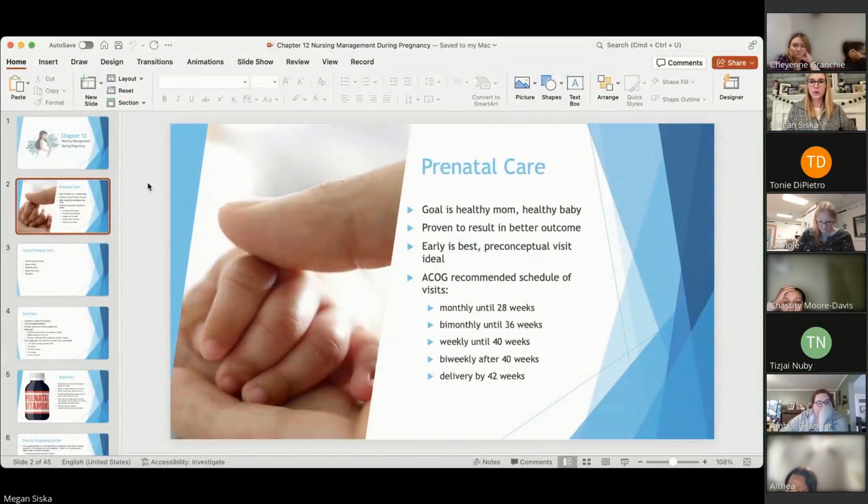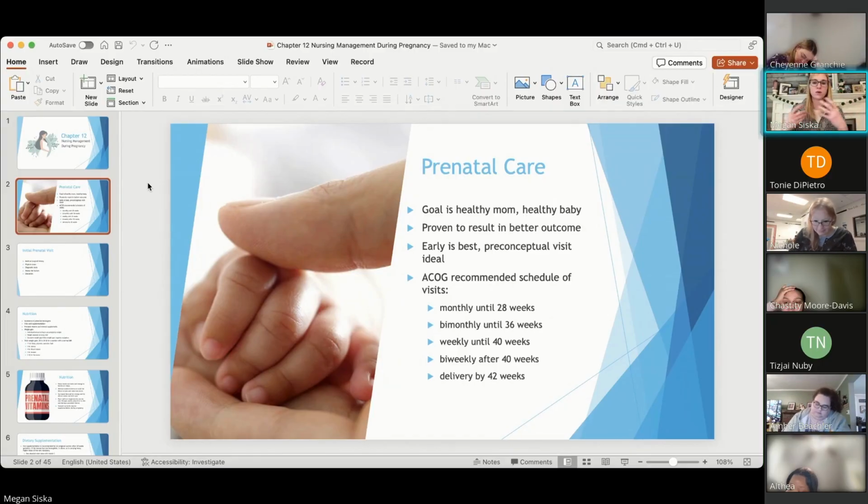Okay, so prenatal care. Prenatal care is all of the care that you get during pregnancy, from the very first visit all the way up until delivery. So our goal is obviously healthy mom, healthy baby, and it has been proven that getting good prenatal care improves the outcomes of that pregnancy. Early is always going to be best. If you can start your prenatal care in that first trimester, that's always going to be ideal.